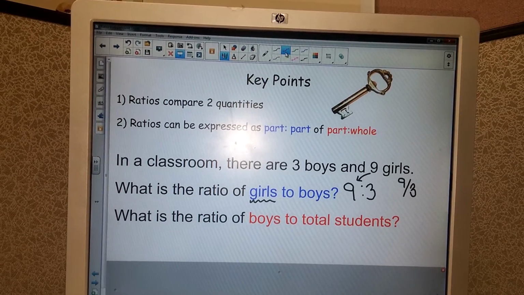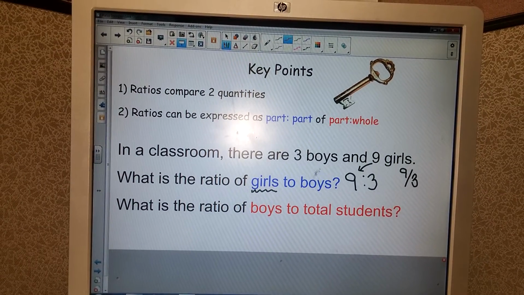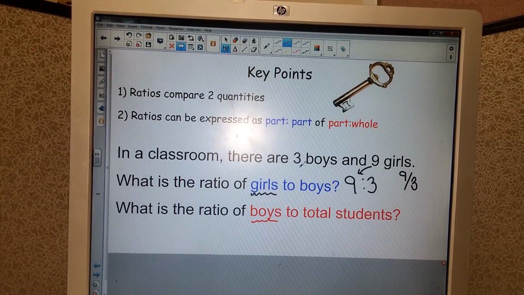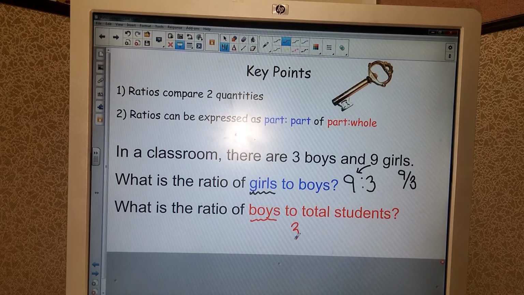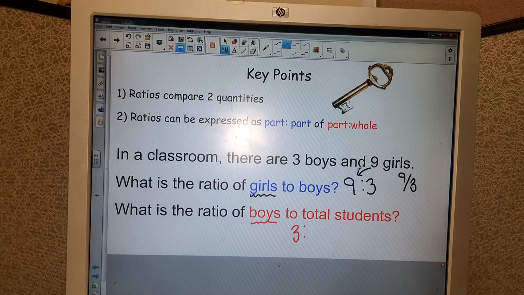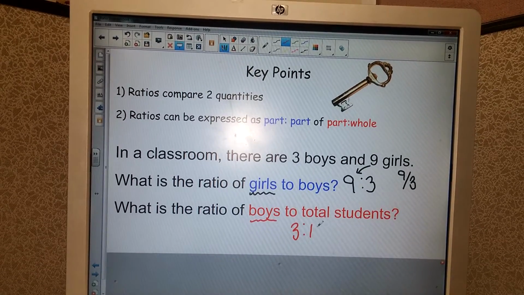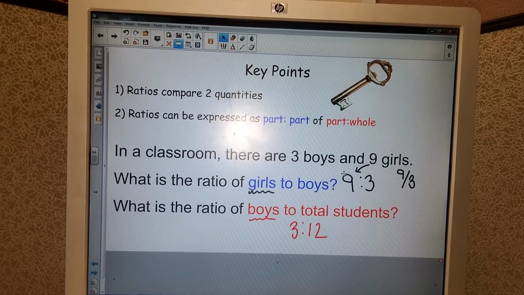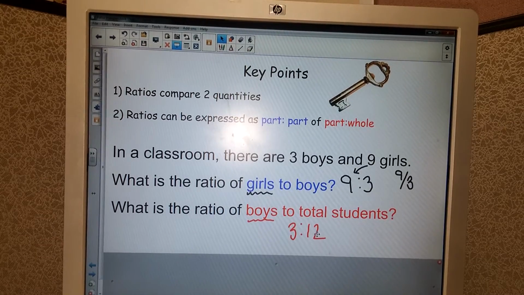The second example, which is written in red, says, what is the ratio of boys to total students? Well, what we're comparing here is boys, and that's pretty obvious. It tells us right here there's 3 boys. When we think about total students, we're going to have to do a little bit of work. Because if there's 3 boys and 9 girls, that means there's a total of 12 students in the class. So the first example of 3 boys, 9 girls, part to part, part to whole.